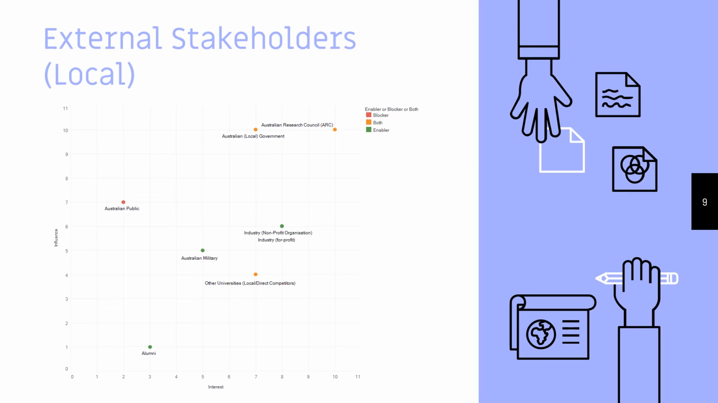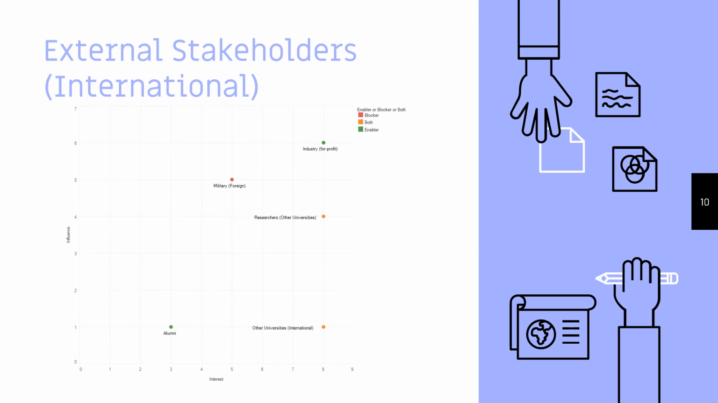The external stakeholders who are local to Australia have a bit more of a diverse response range. For instance, the Australian public were identified as a blocker because of their high amount of influence and low interest, their high influence obviously because they have a lot of say on the different funding because it's public funds. The external foreign stakeholders shared a similar result to the local stakeholders. For example, researchers from other universities are likely to be interested in the implementation of the technology, with easier collaboration on different projects with UTS.